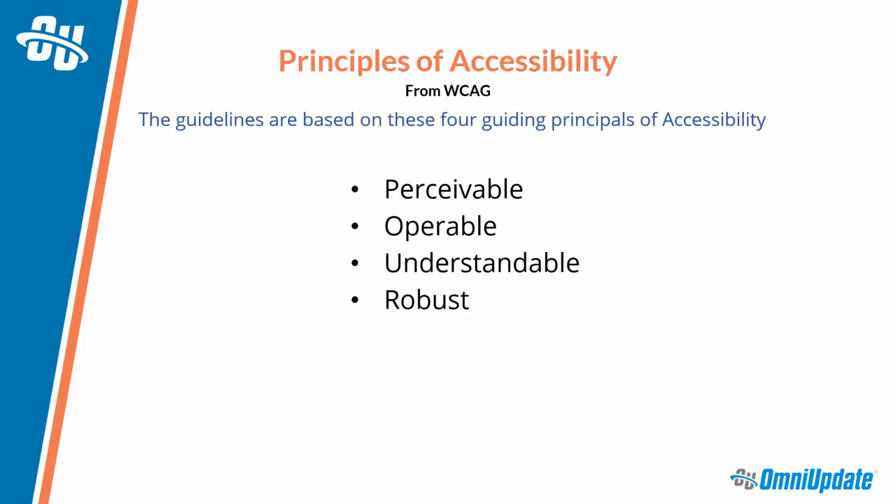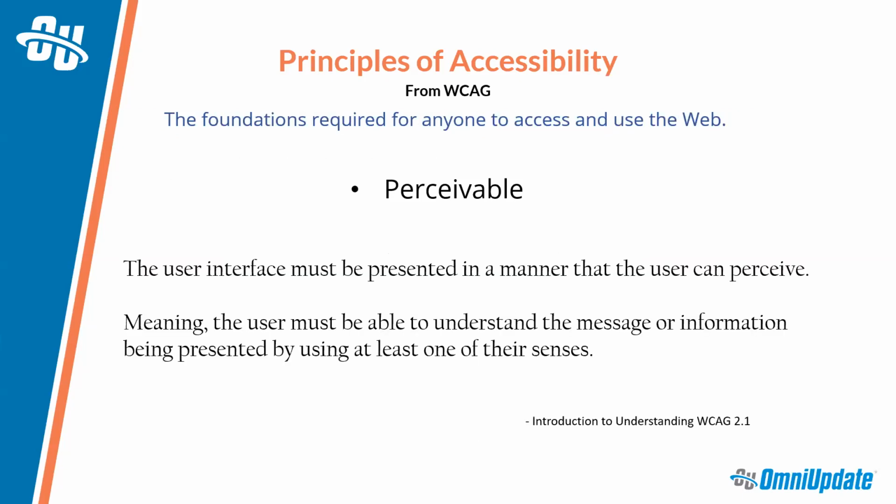So there are 4 principles of accessibility from the WCAG, and these are the guiding principles for anything that's accessible. That's the site must be perceivable, operable, understandable, and robust. And so to go through each of these, perceivable means that the user interface must be presented in a manner that the user can perceive, meaning that the user must be able to understand the message or information being presented by at least one of their senses.